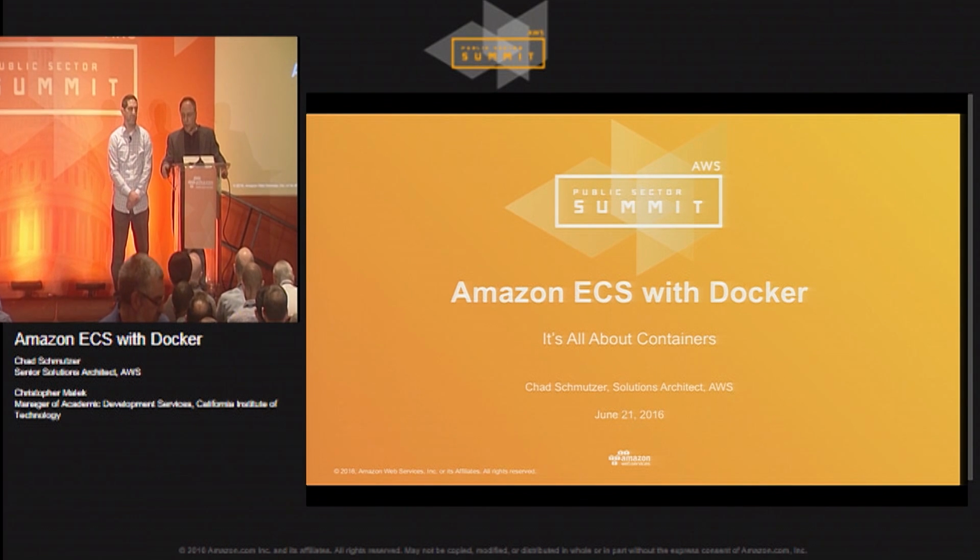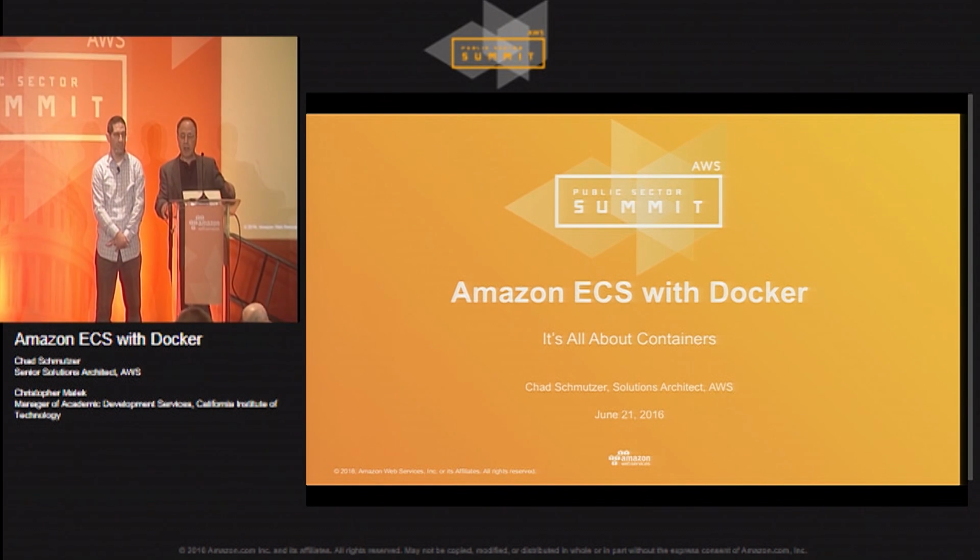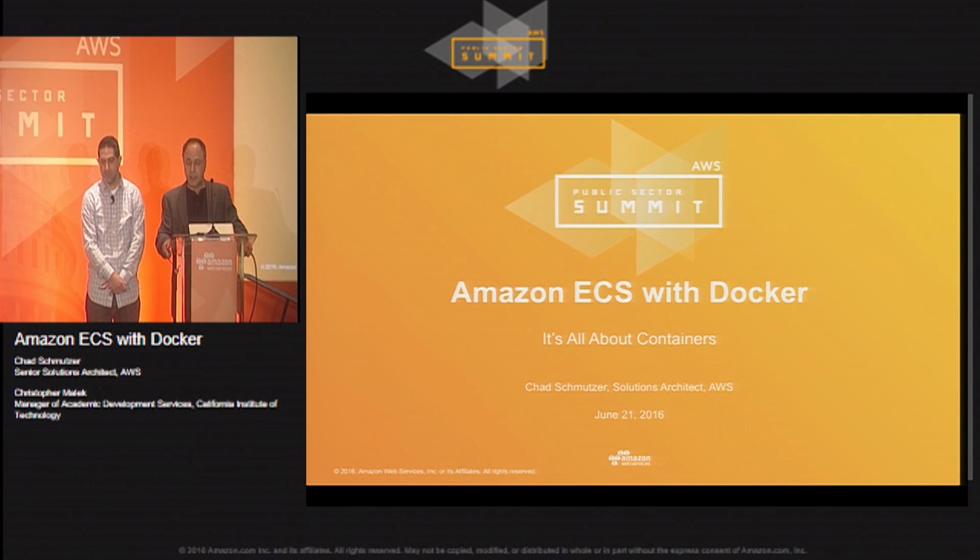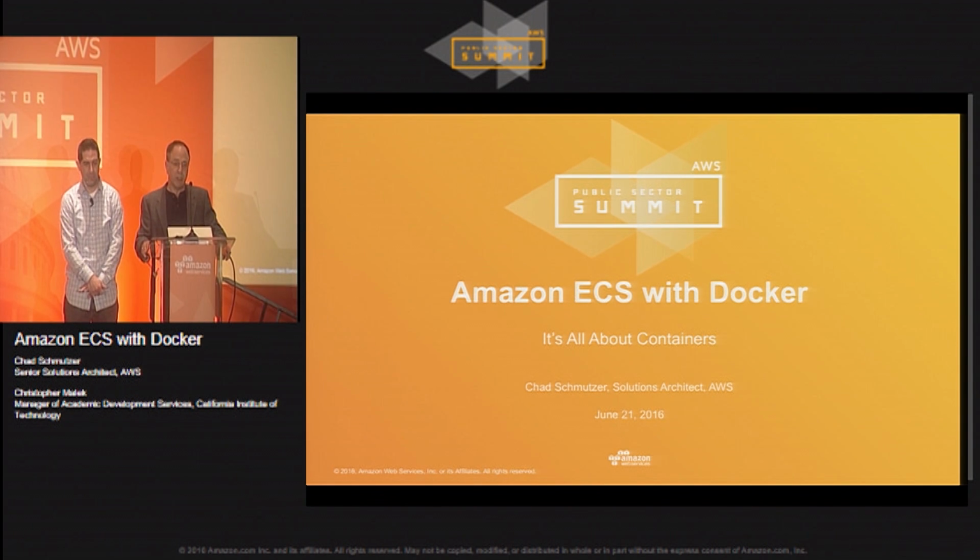I'm excited that Chad Schmutzer and Chris Malik are going to present Amazon ECS. Chad is exceptionally deep in Linux and Docker and similar technologies. He's been a solutions architect for Amazon Web Services for a few years now. And Chad has been anchoring our solutions architecture for education in Southern California. I'm also very excited that Chris Malik is here to present. Chris is Associate Director for Academic Development at Caltech, and he manages academic development services in the Information Management Systems and Services Department. Thank you so much for coming, Chris. I really appreciate it. With that, I'll hand it over to Chad.